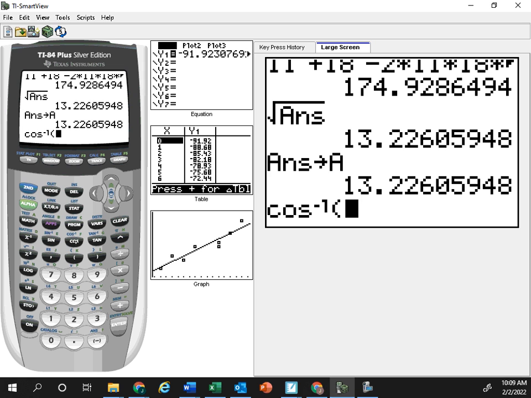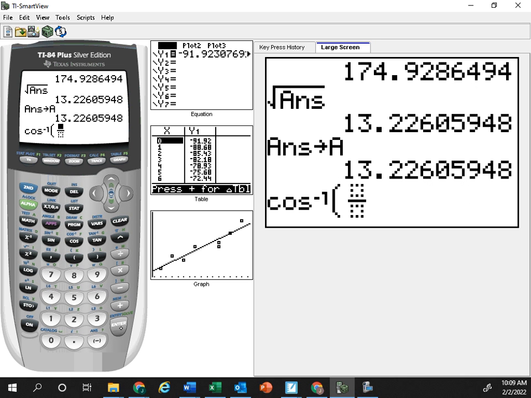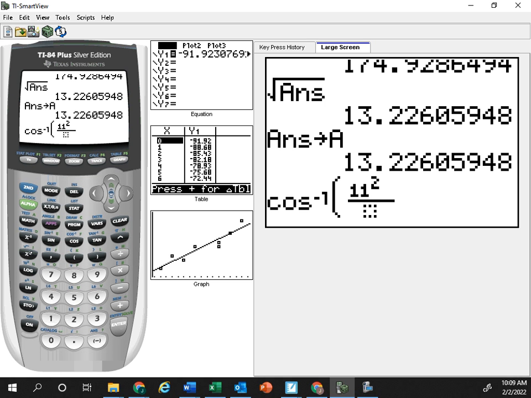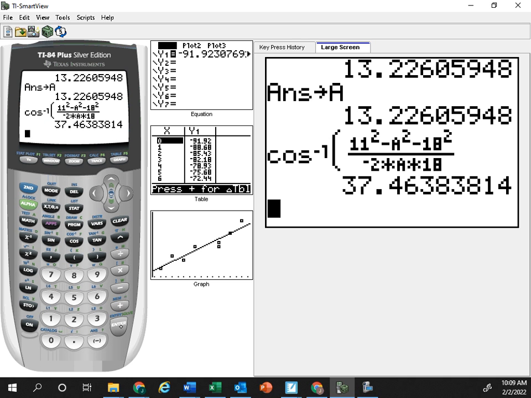So inverse cosine, I'm going to use the fraction key. You don't have to. Let's see, so B was 11, so 11 squared minus A we stored, so alpha A squared minus 18 squared all over -2 times that stored A times 18, not 188. Are you getting 37.464? Okay, if your calculator is not liking you right now, let me know. I'll come help.